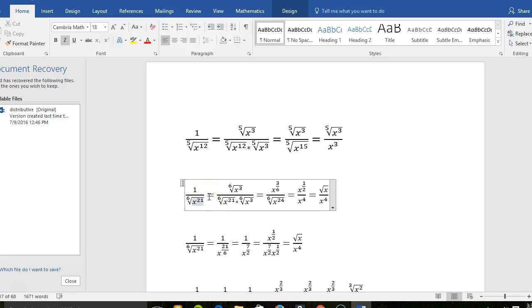But I'll play by the rules for now. We'll keep it like this. Notice that if we keep it like this, well, 21 is not a multiple of 6. 24 is the next one in line, right? The smallest thing bigger than 21 that's a multiple of 6 is 24. So we need x cubed. So I need to multiply by x cubed. Multiply by the 6th root of x cubed.